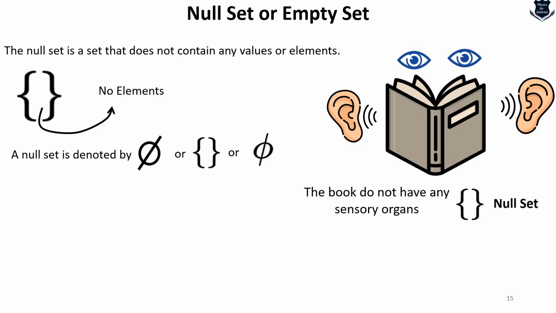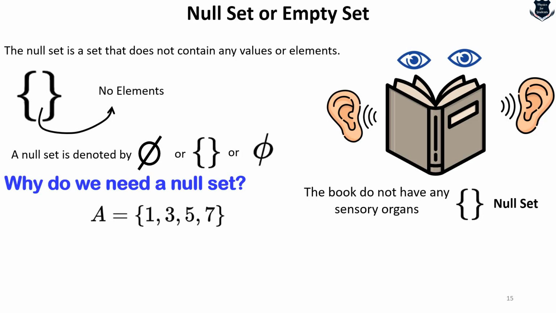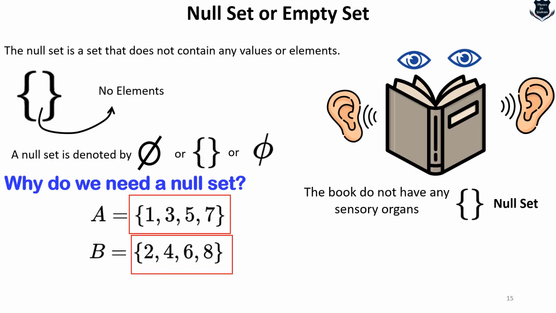Now the question arises, we understand a set which has got no element is called a null set, for example things like this, but the question is why do we need a null set? Let us understand this. Now say for example we have a set A which carries these values 1, 3, 5, 7, and we have another set which is called B, which has got these values 2, 4, 6 and 8. You can think of apples or oranges or anything.